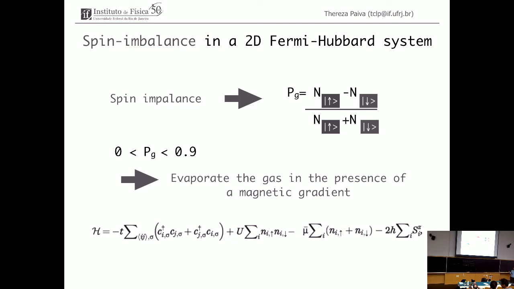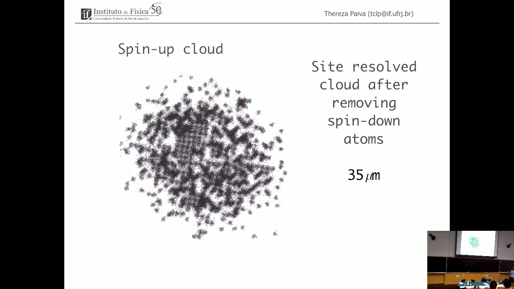The Hamiltonian we are left with is the usual Hubbard model, but in the presence of a Zeeman field that splits up and down spins. It's as if they have a different chemical potential for the up spins and the down spins. So this is one image of the spin up cloud after the spin down are removed. It's just to give you an idea what it looks like.